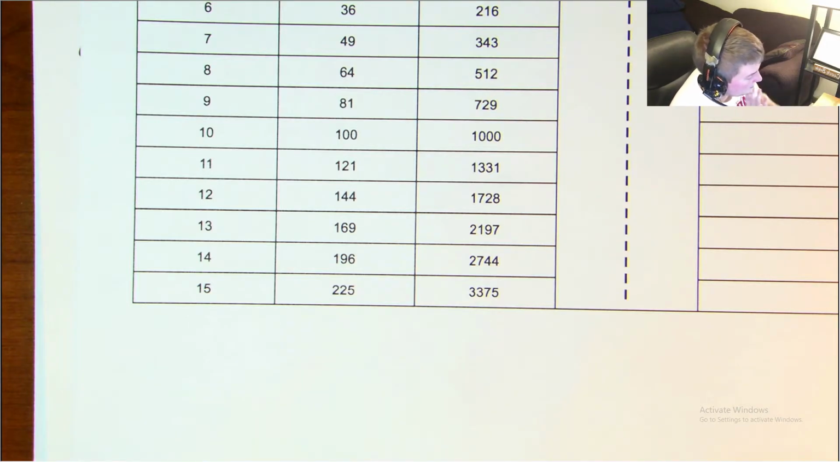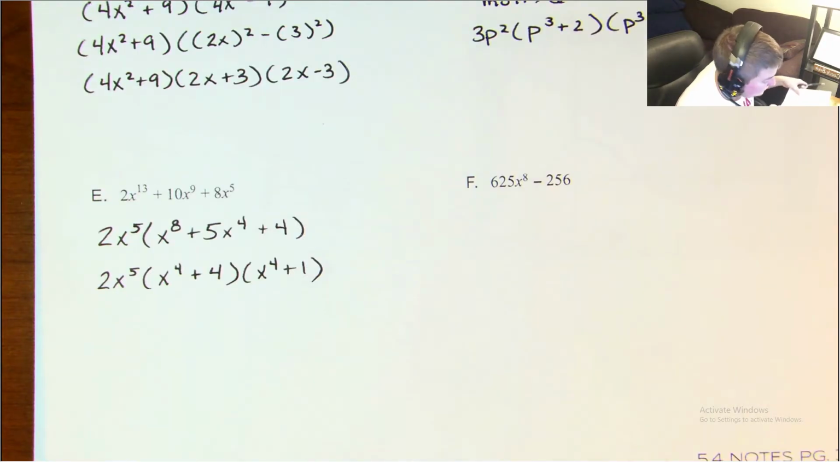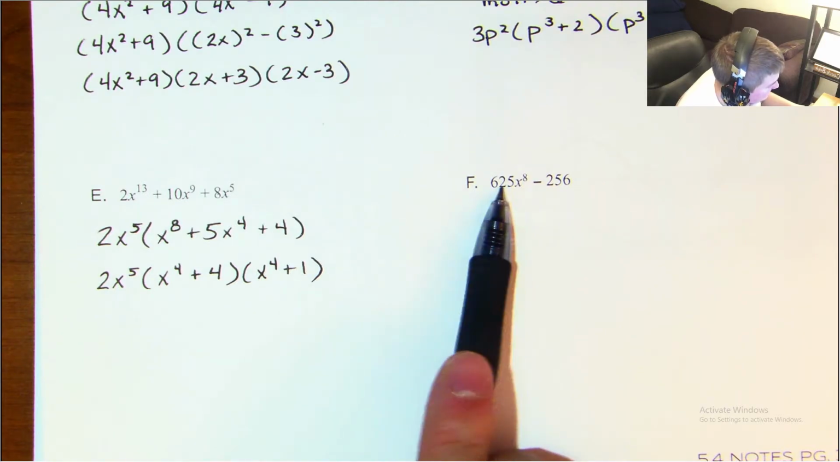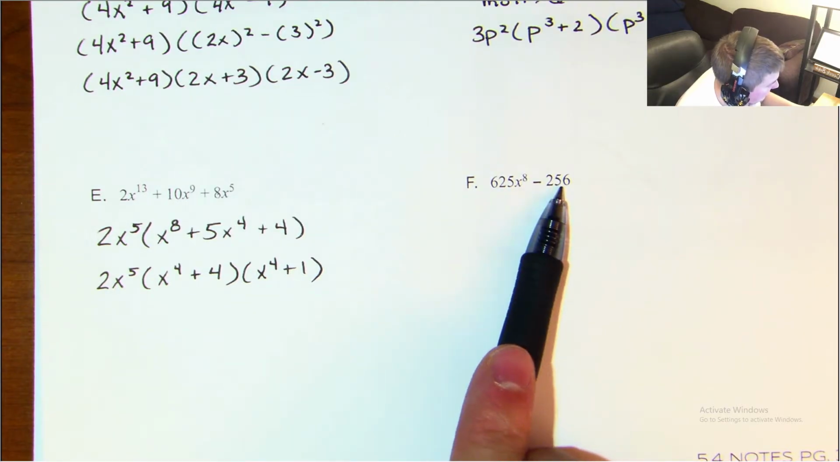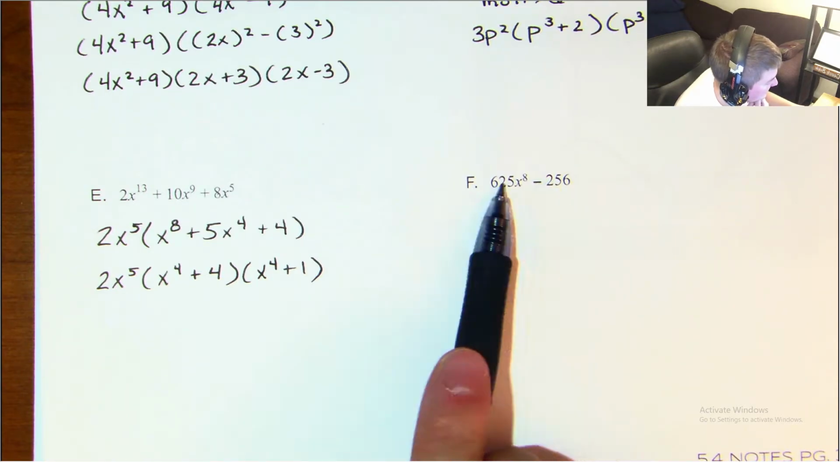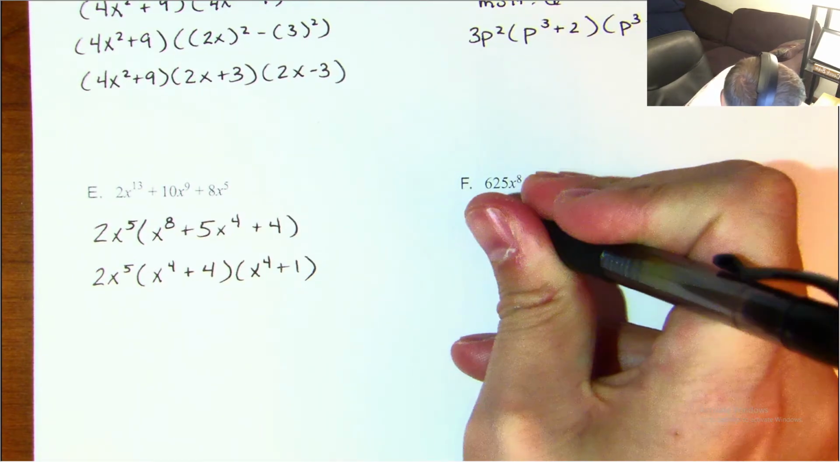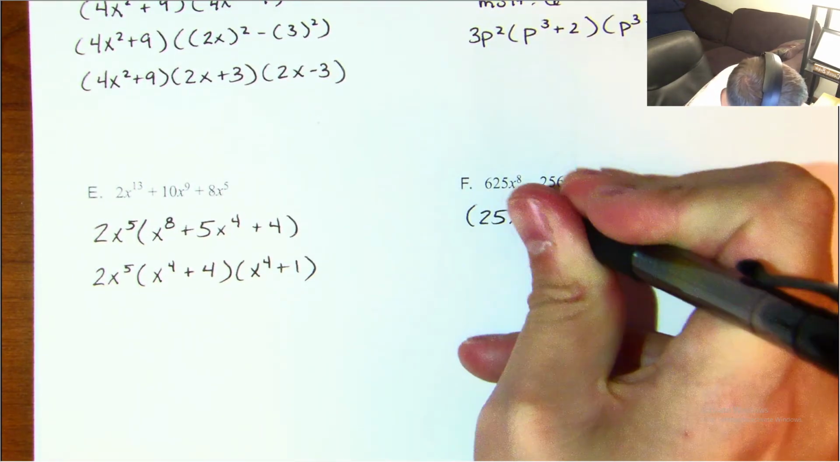Okay. Well, 256 is a perfect square, and its root is 16. It turns out that this is a perfect square and this is a perfect square. I had to do a little bit of work here. But this one's root is 25. So we have 25x to the 4th squared.